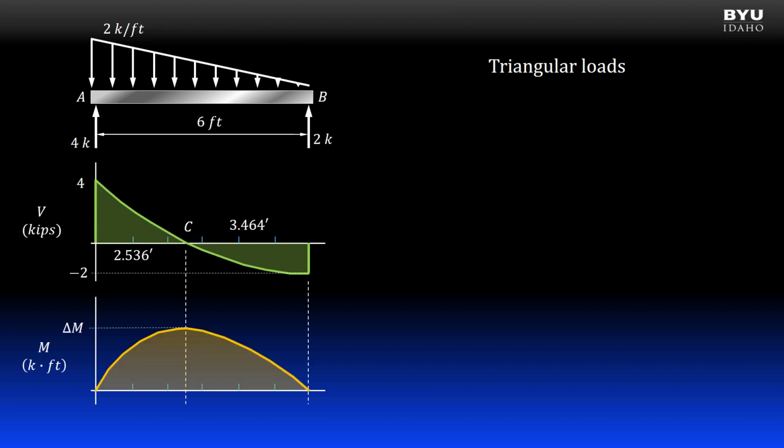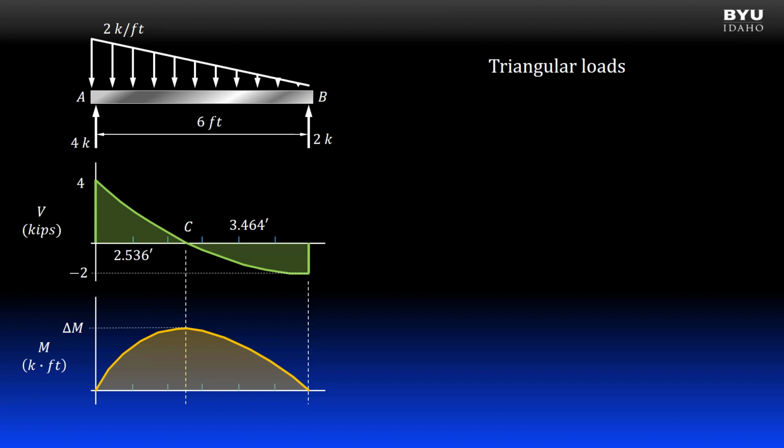Here's the moment diagram for the beam. Note that it begins and ends at 0. From A to B, where shear is positive, the moment diagram increases. It peaks at point C. Where the shear diagram is negative, the moment diagram decreases. For the moment diagram to begin and end at 0, the area under the shear curve from A to C must be equal to the area under the shear curve from C to B.